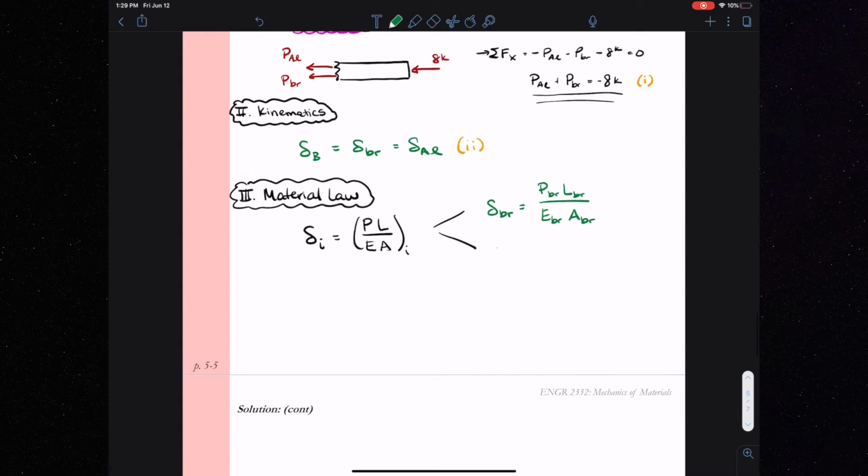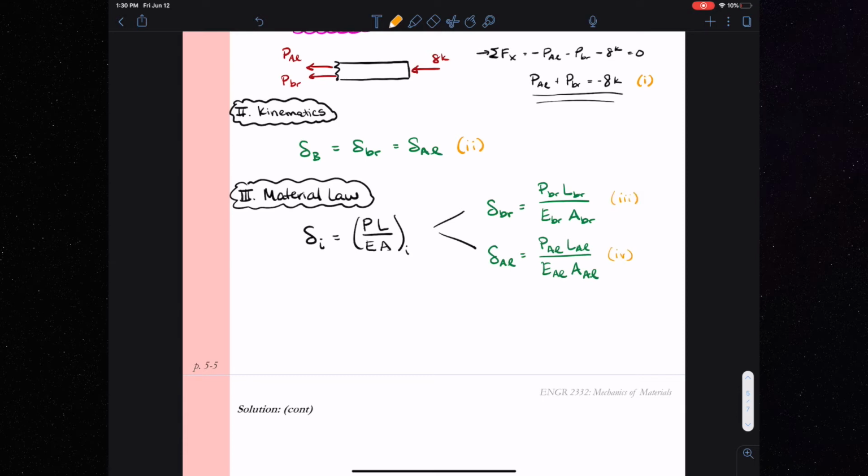And likewise, I do the same for aluminum. Delta aluminum equals PL over EA, all pertaining to the aluminum shell for this cylindrical rod. Once more, I'll give these equations numbers. You can see I have equations 1 and 2 numbered already. These last two equations will become equations 3 and equations 4.